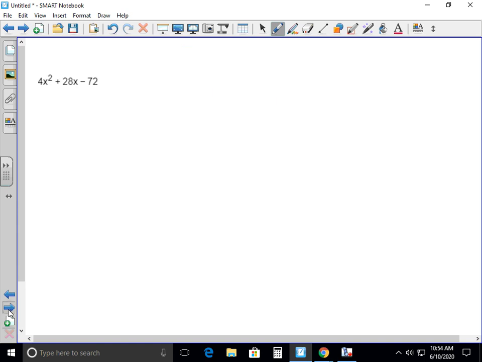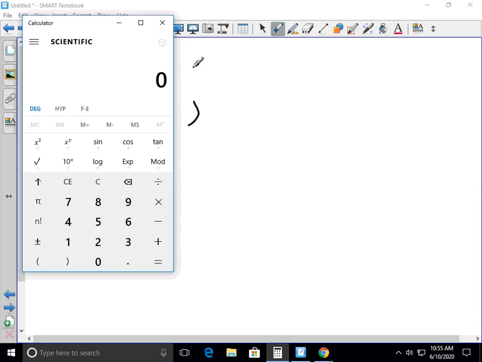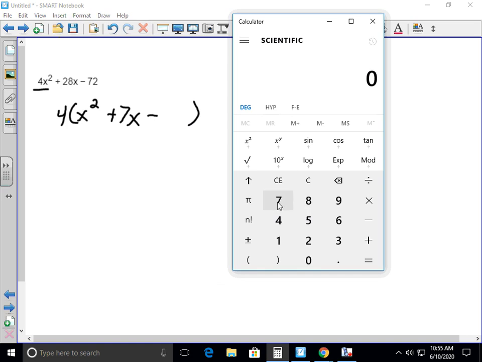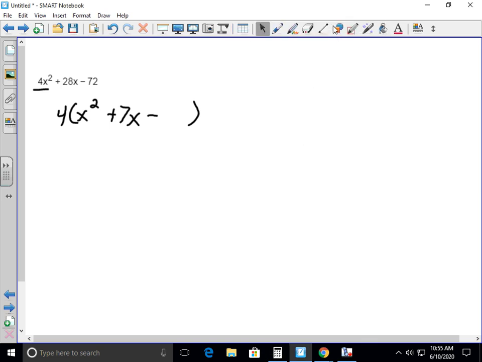Okay, here again we have a common factor out front, so we can take out our common factor. The first term is 4 times x squared. 28 is 4 times 7, and then we have an x. And if you don't know this off the top of your head, what times 4 makes 72? Well, the easy way to do that is do 72 divided by 4. So 4 times 18 makes 72.